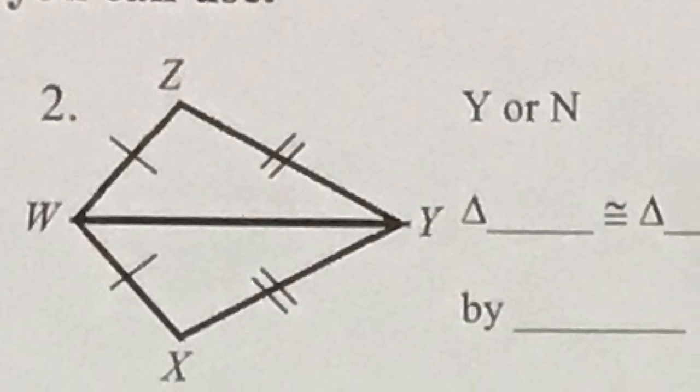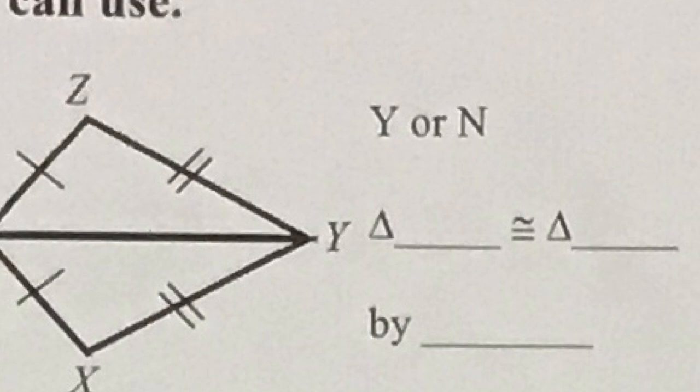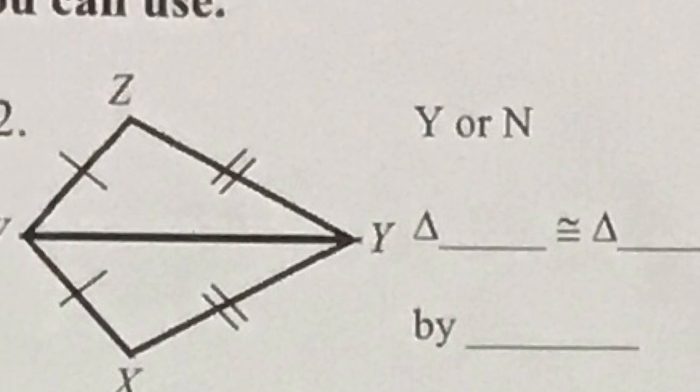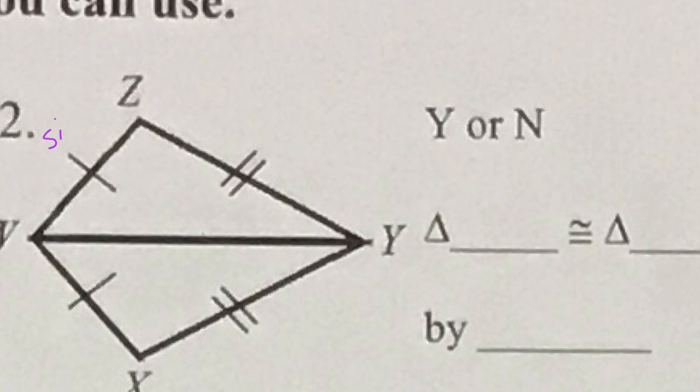Okay, number two. Can we add anything to this picture? Actually, let's start with what we are given. This side and that side, right? We're given two sides. Is two sides enough for congruence? No, but what can we add to this picture? The reflexive side WY, right? This side is shared by both of these triangles, so it is congruent to itself. So, do we have enough information to say that they are congruent?